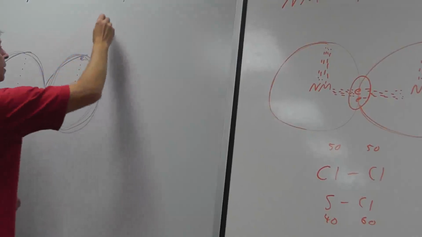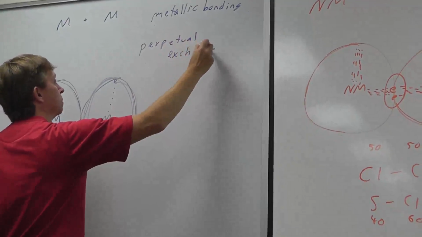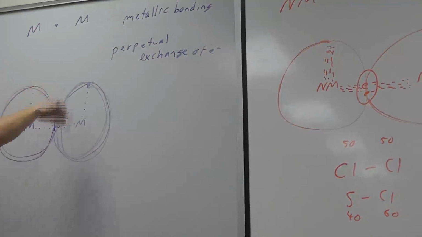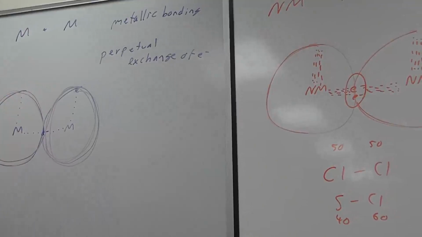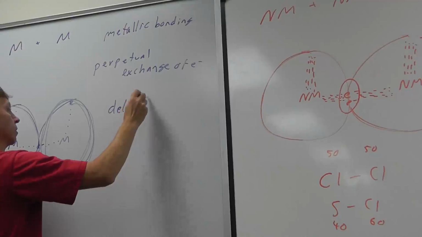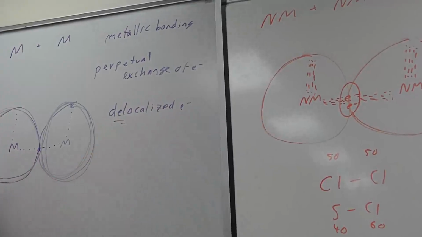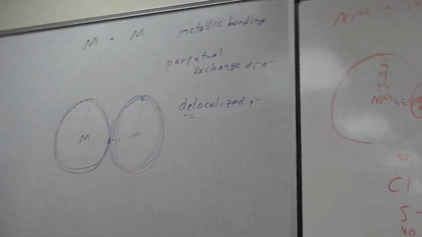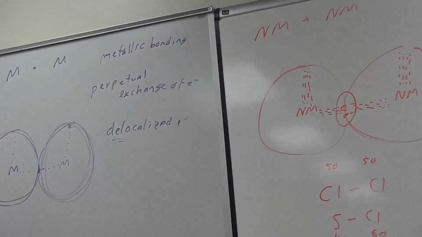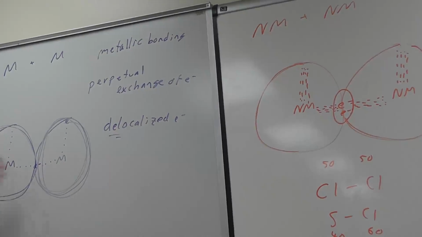What you have with metallic bonding is a perpetual exchange of electrons. Constantly going here and there, and here and there, not in any particular location on any particular atom. The term here is delocalized. Delocalized means not in one fixed location. You cannot pin down one electron and say, this electron is on this atom. Because they're just in flux. Two atoms.